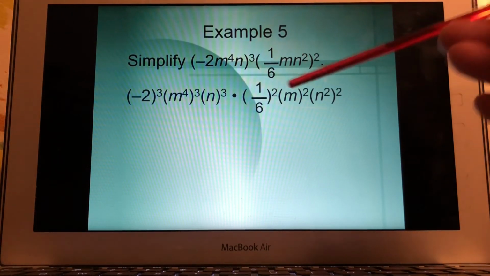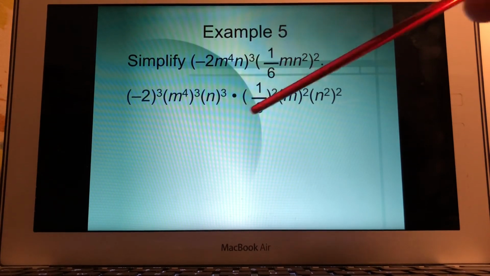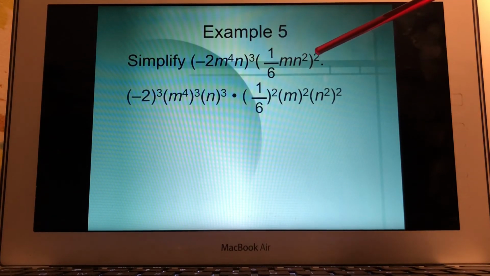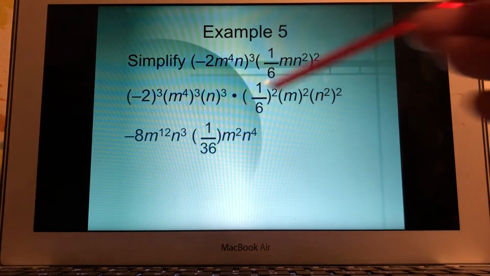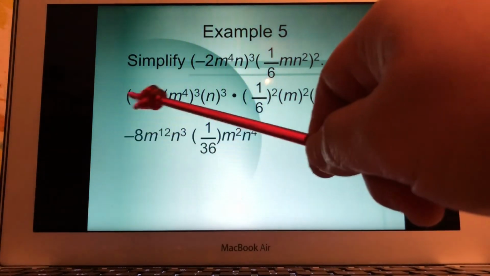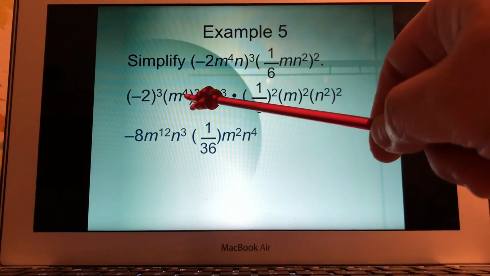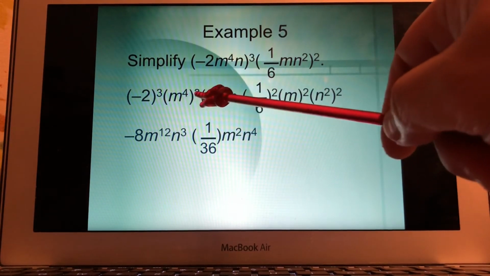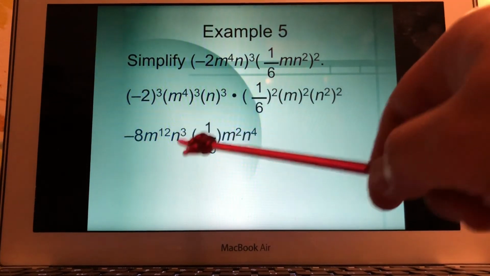So remember, when you have the term inside the parentheses, each of those components has to be raised to this power. Each of these components has to be raised to this power. That's what the previous statement meant by the product of the powers, okay? So now I can simplify this. -2 cubed is going to give me -8. Okay, m to the 4th raised to the 3rd power. Remember, multiply now. Then that's going to give me m to the 12th power. Here, n cubed, just simplify that.